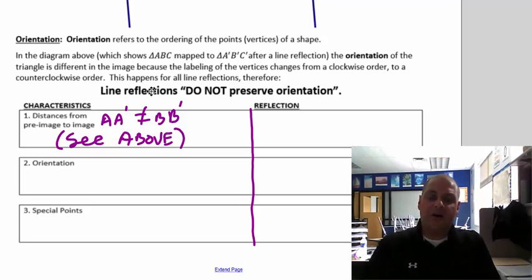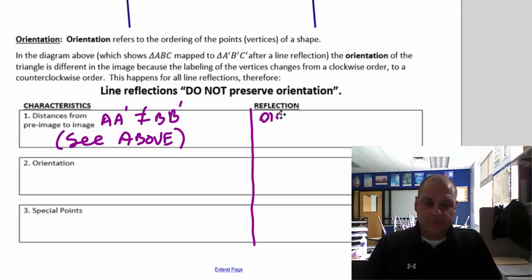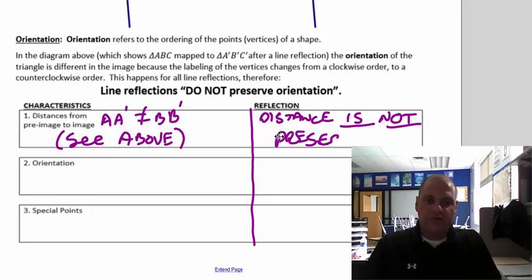See the diagram above, how you can tell that A prime does not equal B prime. All right, so distance is not preserved. Preserved means remains the same. So I'll just put that in parentheses.